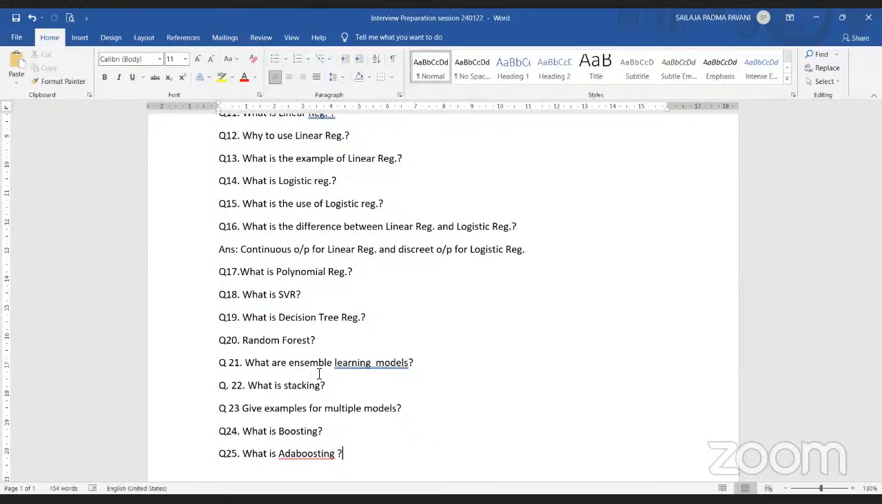Okay. So ADA boosting means here you have ADA boost classifier. That means ADA boost classifier is a classifier which works on fitting a classifier on the original data set. Okay, this is a classifier which works to fit the classifier on the original data.